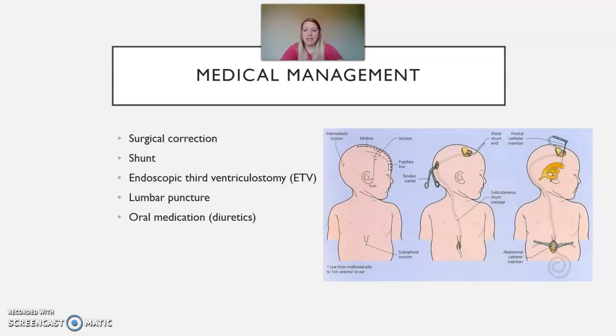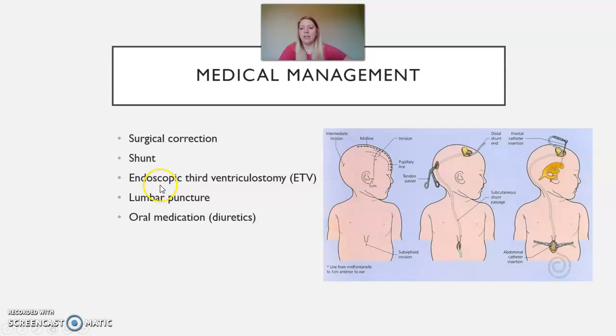So medical management, obviously they could have a surgical correction, a shunt. So I'll show you that shunt placement here. Okay, so they go right under the xiphoid process and make an incision, placing a tube, and making an incision in the back of the head right here, and then having the shunt placed inside the ventricles here. And so that's how it would drain, this kind of monkey tail looking tube that inserts underneath that xiphoid process.